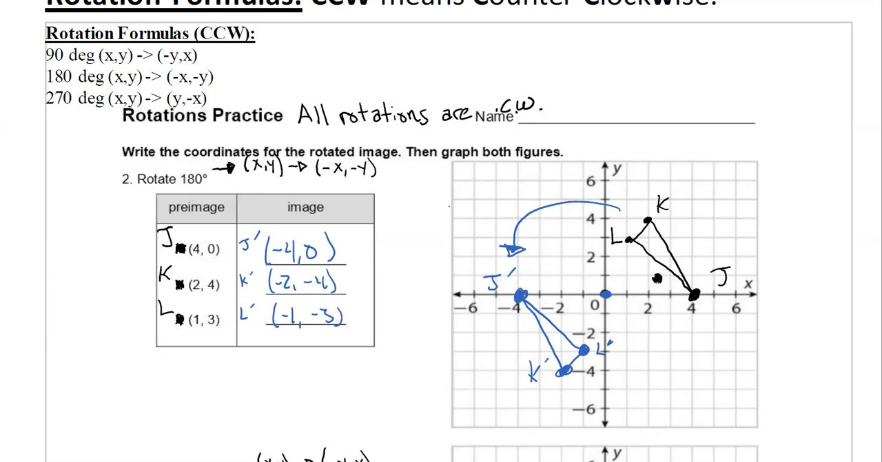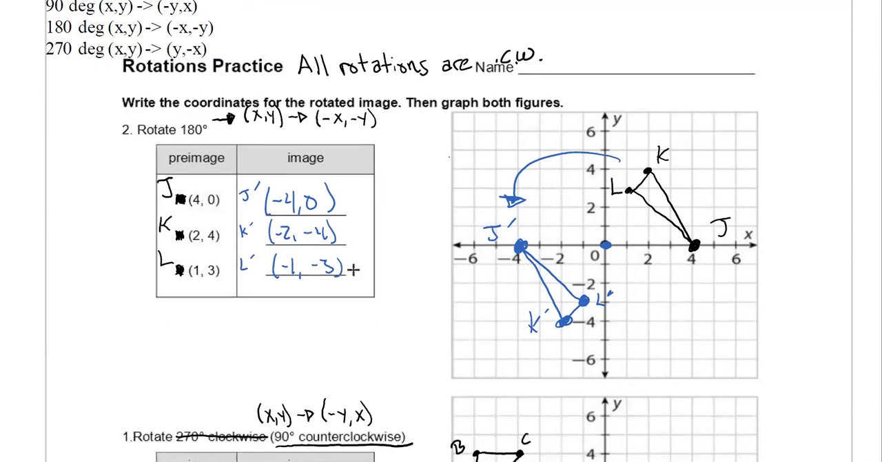Now the black ink is my original, my pre-image as it's labeled, and this is my image. So it's kind of a before and after. So we have JKL, and then it rotates about the origin counterclockwise. And here are my new points. When you draw these pictures, always do the original first and then change it to the new image. These apostrophes, really quick, are called primes. So J prime, K prime, L prime.